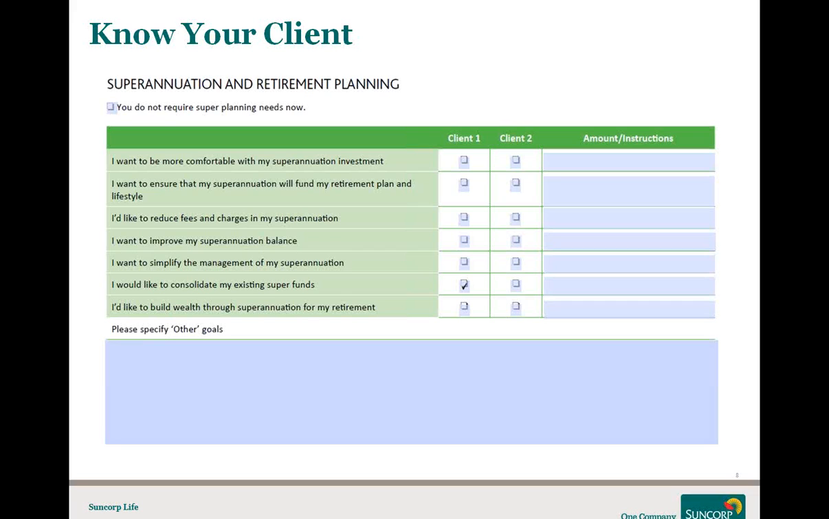So the less work we do at the know your client step in the advice process means the more work you're going to have to do throughout the rest of the advice process, and you will most likely need to re-engage the client and ask follow-up questions.